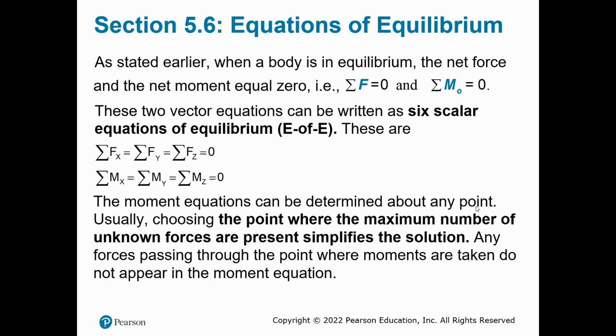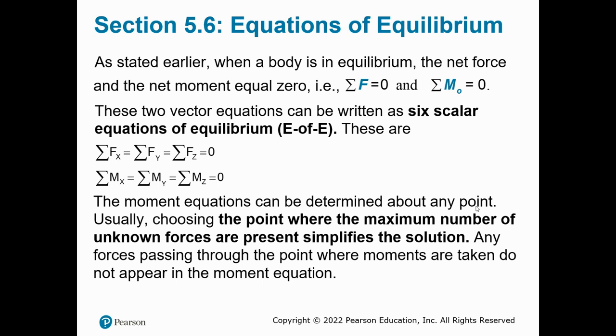We talk about if a rigid body is in equilibrium, that means the net force equals zero plus the net moment equals zero. So for 3D problems, you're going to have six scalar equations of equilibrium. Sigma Fx equals zero, sigma Fy equals zero, sigma Fz equals zero. Also, you'll have three equations for moment. Sigma Mx equals zero, sigma My equals zero, sigma Mz equals zero. We're going to look at some examples in a little bit.